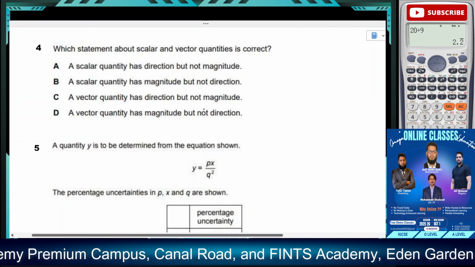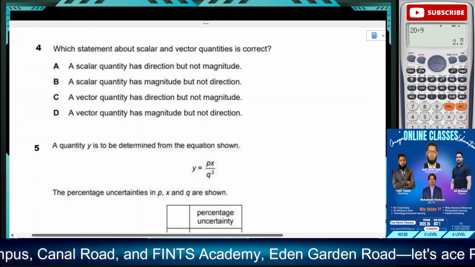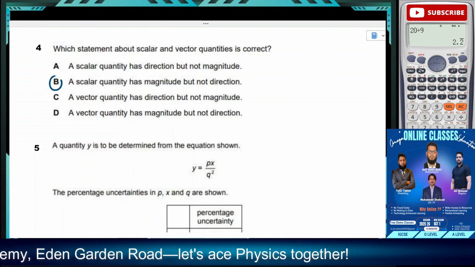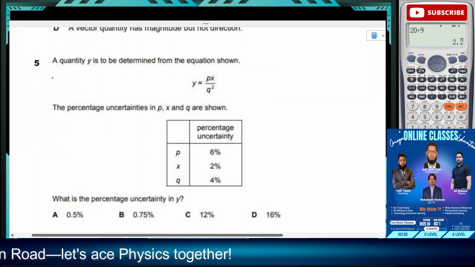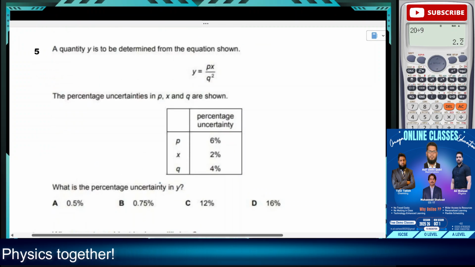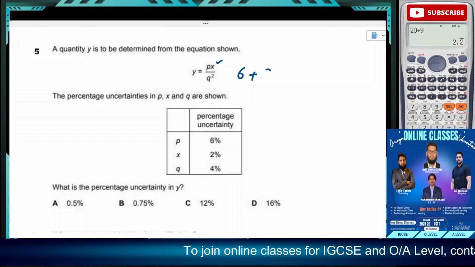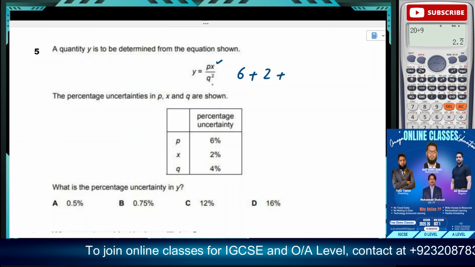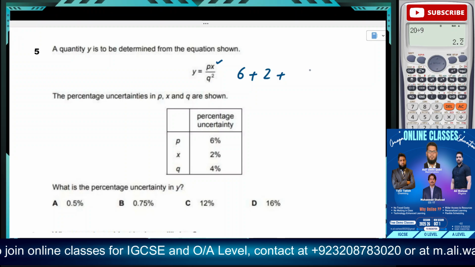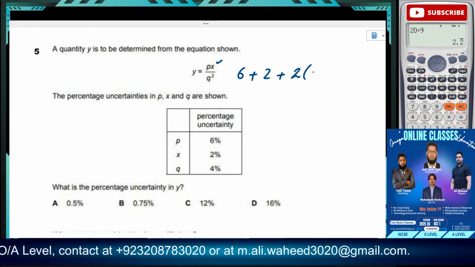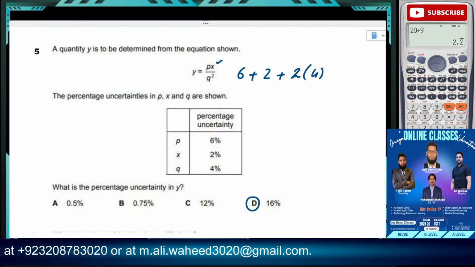Let's move on to the next one. Which statement about the vector and scalar quantities is correct? A scalar quantity has magnitude but not direction. Over to the next one. What is the percentage uncertainty in y? That equals the percentage uncertainty of p, 6, plus that of x, 2, plus whatever the uncertainty of q is, 2 times of it, because q is raised to the power 2. So you get 16.